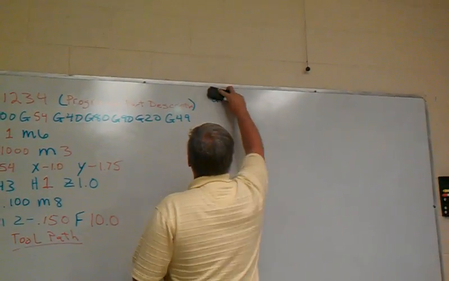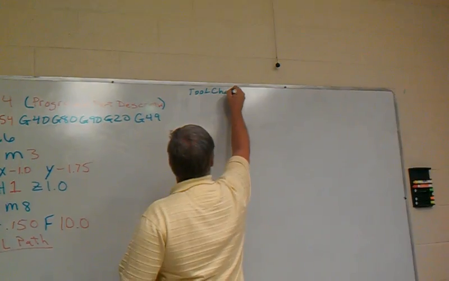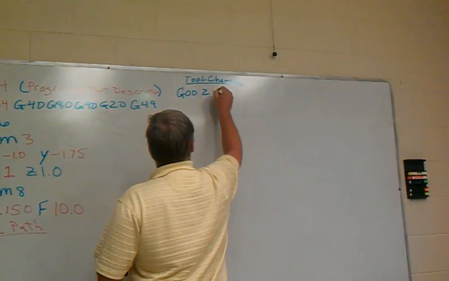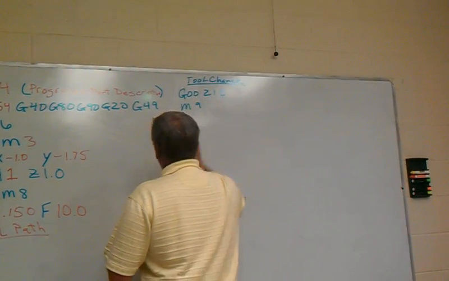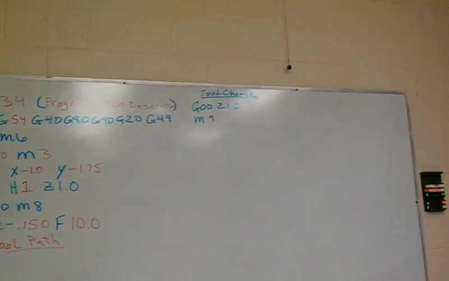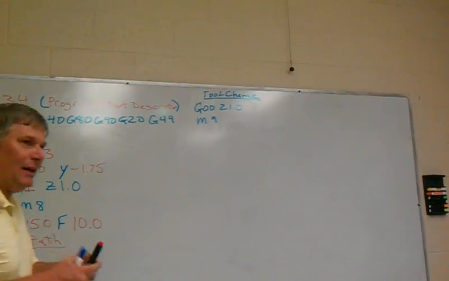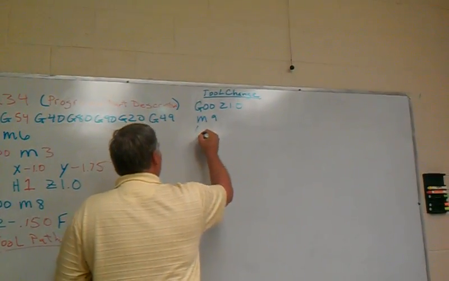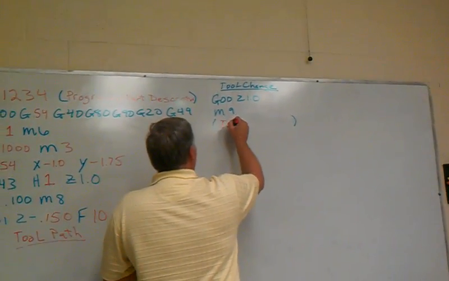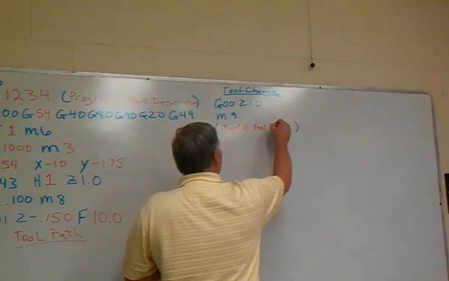I'm going to drop down just a little bit. I'm going to call this tool change structure. I'm going to immediately, guys, get 1 inch above my part. I put myself back in rapid mode, and I've turned off the coolant. I usually have some type of a man-readable right here explaining the tool change. Very possibly a tool number, maybe even a tool description.